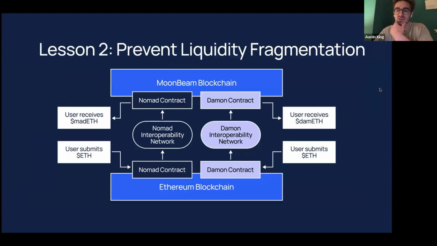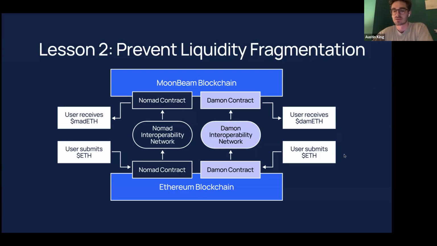So going back to the Nomad example, it's like, okay, well, if we're thinking about diversifying interoperability networks within an ecosystem, what if we just had a second interoperability network where people could pass data and assets to the Moonbeam ecosystem? So here there's just Daemon, which is just Nomad in reverse. Let's imagine what would happen if people were doing that.